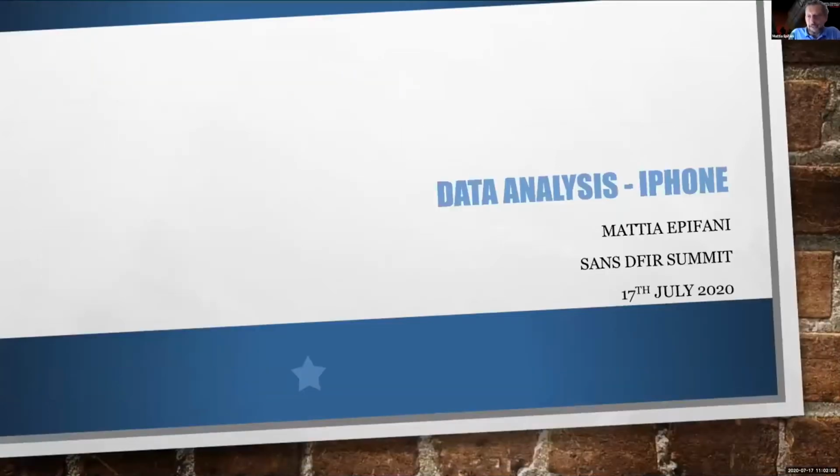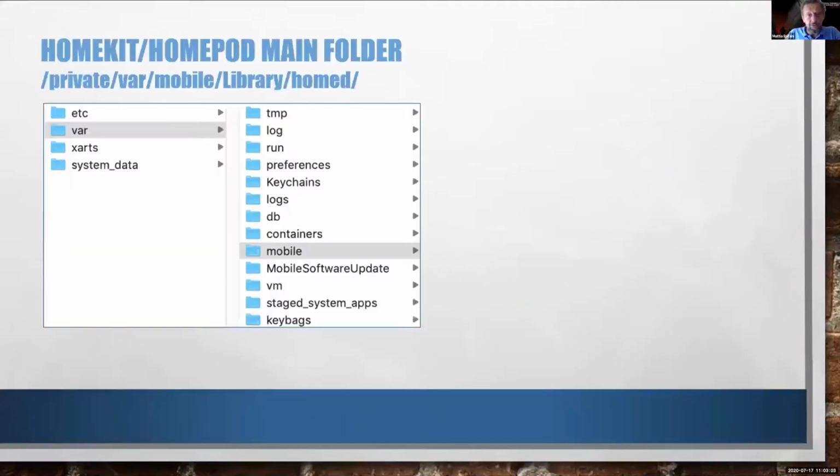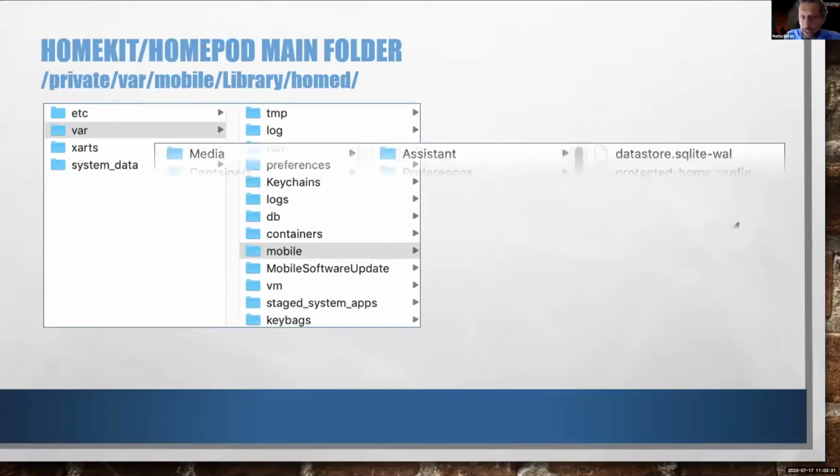So data analysis, that's the most important thing and the most interesting thing on the iPhone. On the iPhone, what we found is that there is one relevant folder and one relevant file that you need to analyze to get a proper understanding of the HomeKit system configured on the iPhone. The folder is called HomeD, and as typically it is, it's in the private var mobile library. It's a native app, so it's in private var mobile library.